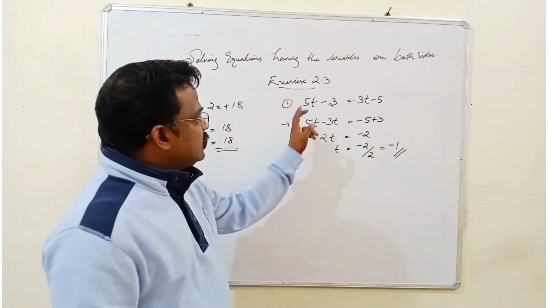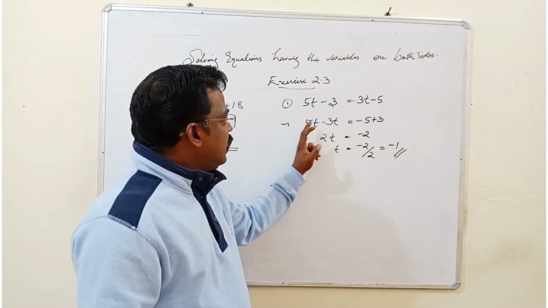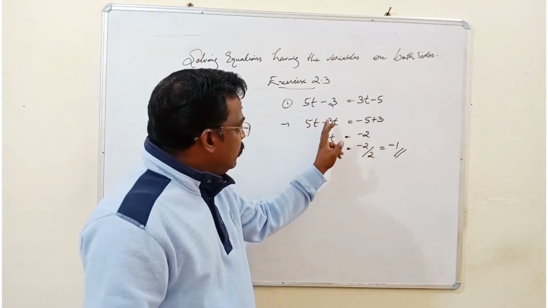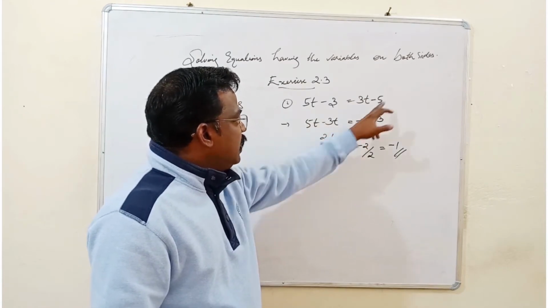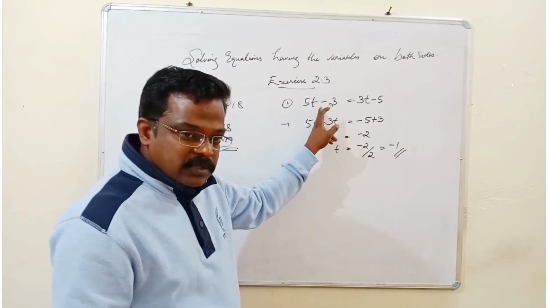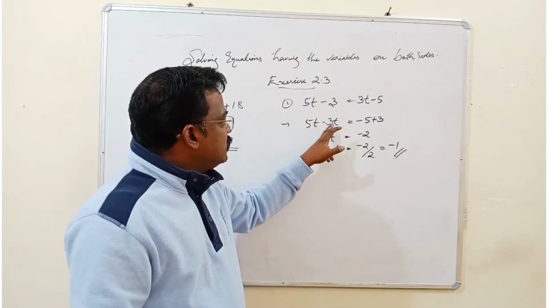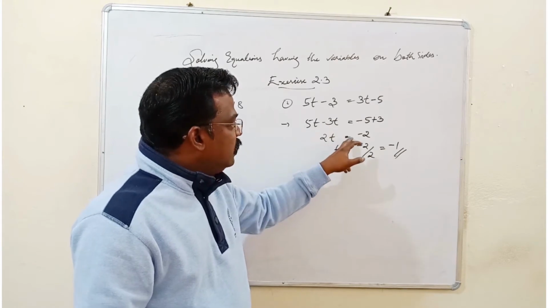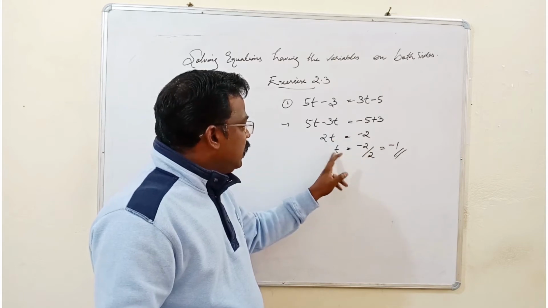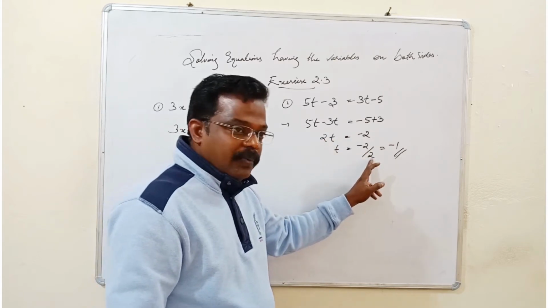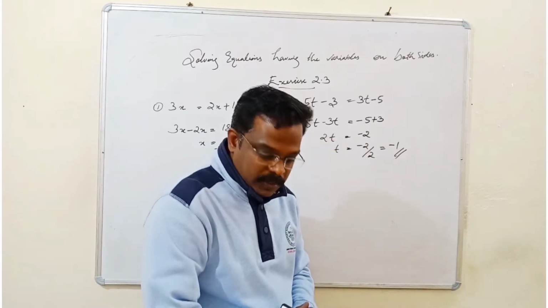Got it? So first we brought the t terms, that means the variable terms, to one side. So plus 3t will become minus 3t. 5t minus 3t equals minus 5 is already there. This minus 3 will go to this side and it will be plus 3. So 5 minus 3, 2. 2t equals minus 5 and plus 3. So we will get minus 2. So t equals, this 2 will divide here, minus 2 by 2 equals minus 1.